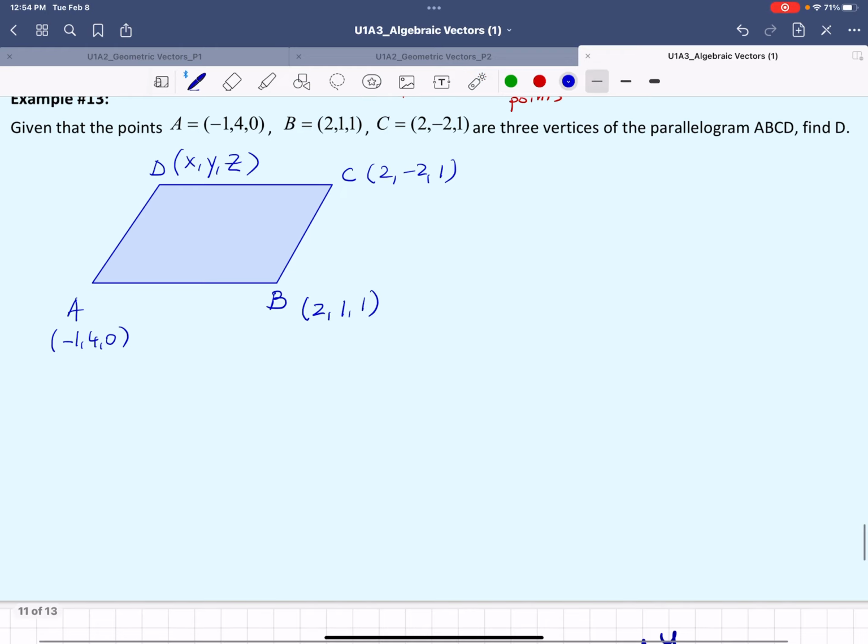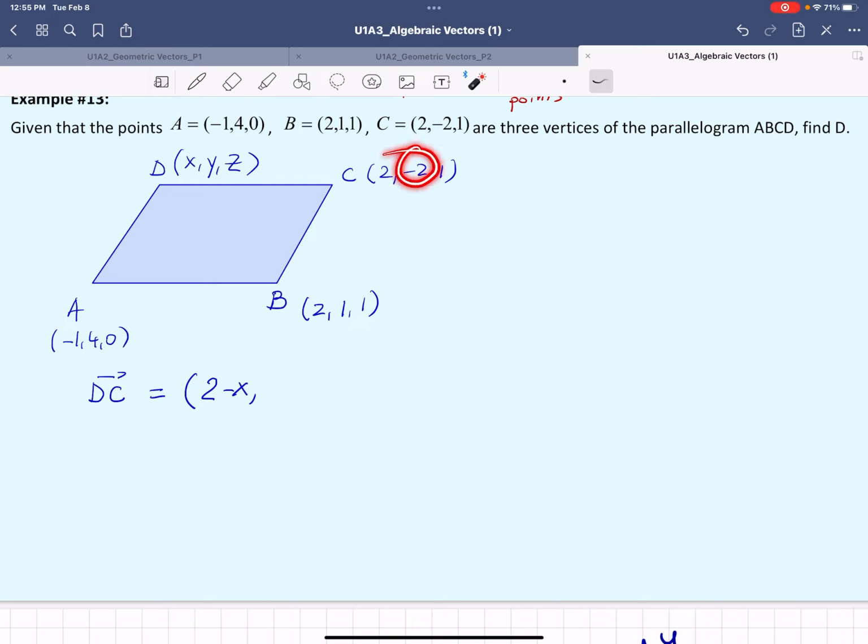So I'm going to say that vector DC must be x of C minus x of D, which is 2 minus x, then y of C minus y of D, and then z of C minus z of D. So we have negative 2 minus y, and then 1 minus z. So that means that vector DC, this is simplified actually. I thought that we need to simplify something. On the other hand, we have vector AB.